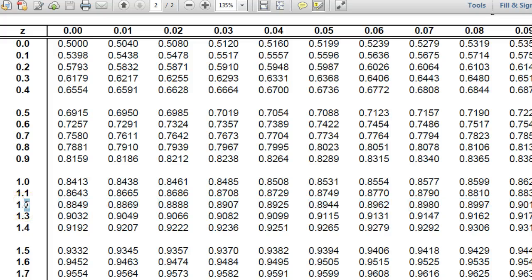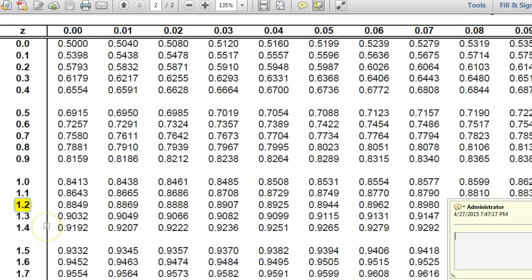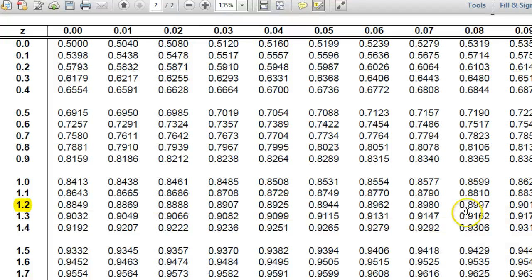So here you see I've got the 1.2 right there. And then the 3 tells me which column to look at, so that's going to be right here. That's where I get the number 0.8907. This is the decimal form, but as a percent, this would be 89.07%.